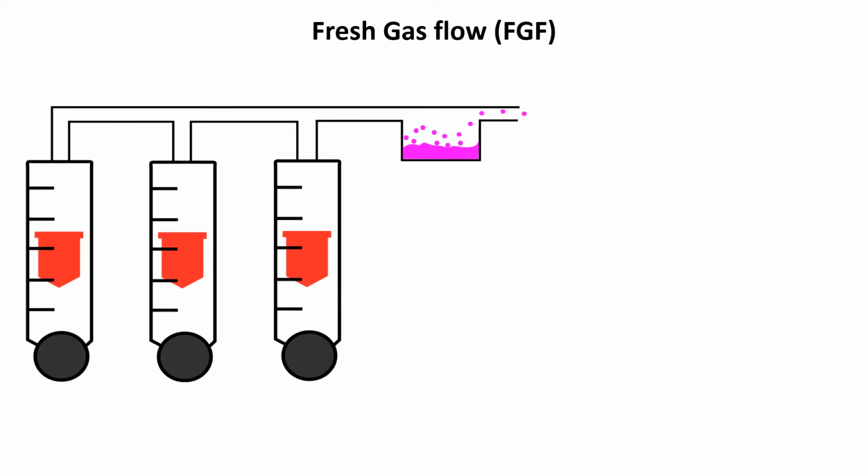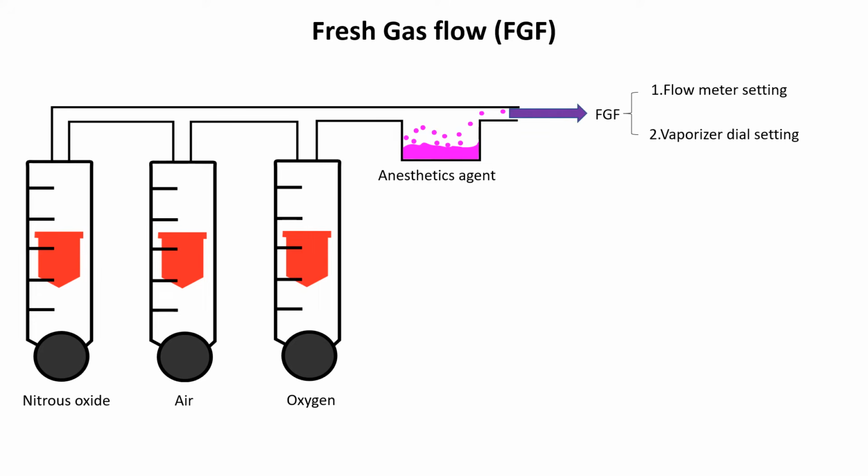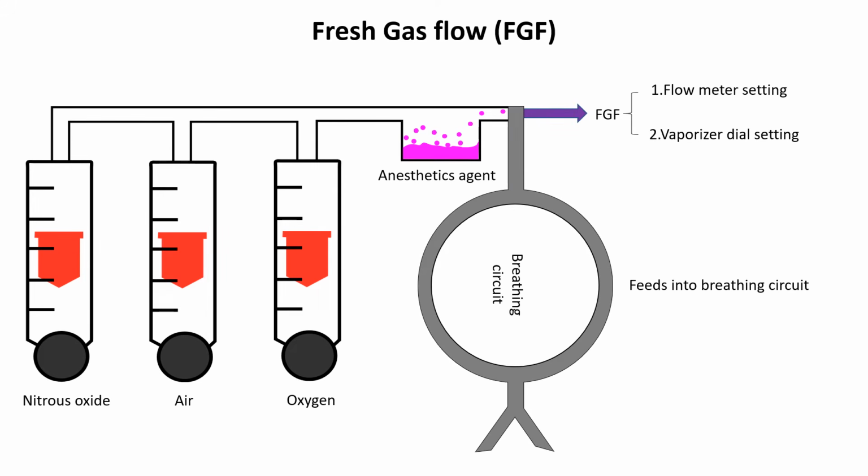Fresh gas flow is a mixture of gases such as oxygen, air, nitrous oxide, and inhalational anesthetics delivered from the anesthesia machine to the breathing circuit. The concentration of anesthetics in the fresh gas flow is determined by the flow meter and vaporizer setting. Fresh gas flow supplies anesthetic gases to the breathing circuit, reducing the influence of dilution from exhaled gases.